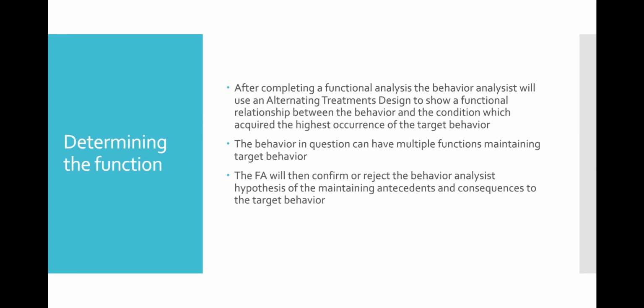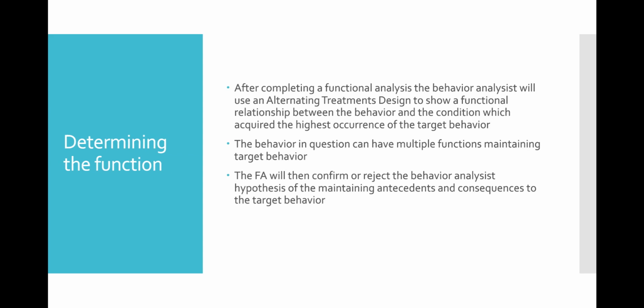So when we're determining the function, after completing a functional analysis, the behavior analyst will use an alternating treatment design to show the functional relationship between the behavior and the condition which acquired the highest occurrence of the target behavior. So we'll be looking at that graph to determine which one has the highest occurrence of the target behavior, and then we will go ahead and determine that function.